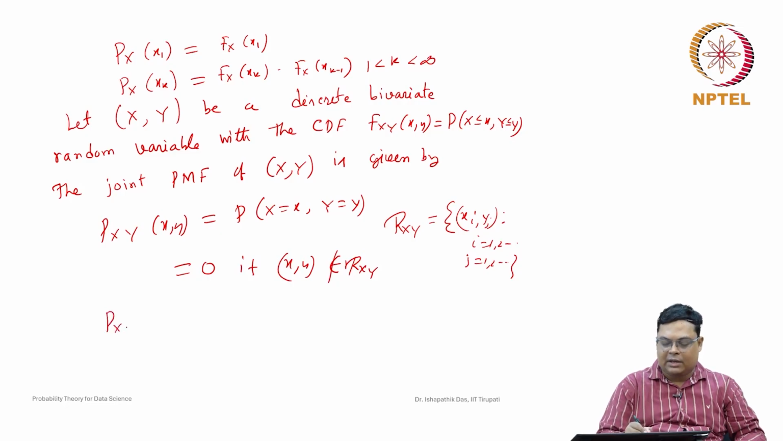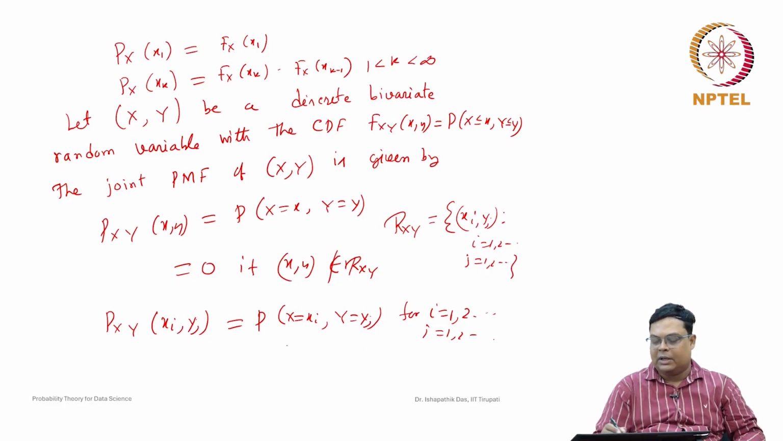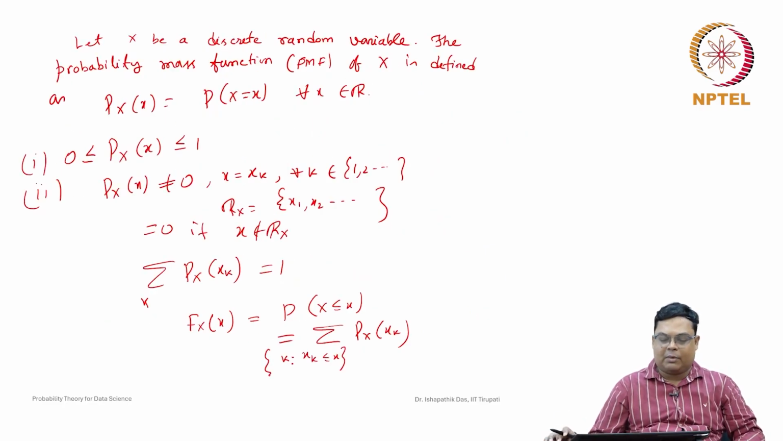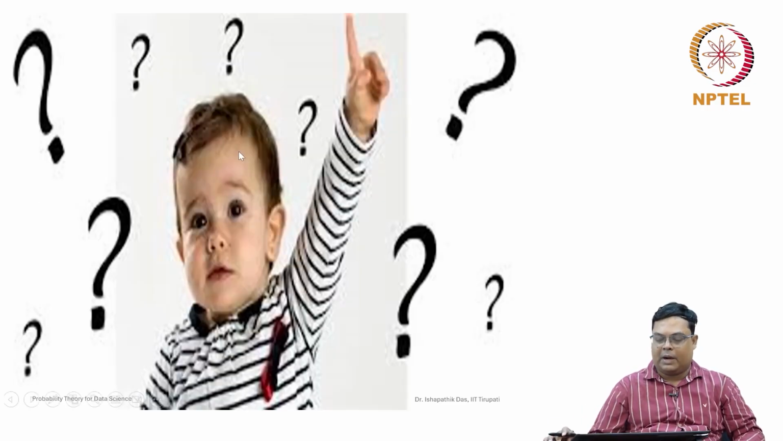So, that is why we can write p x y of x i, y j. This is nothing but the probability that x is equal to x i comma y is equal to y j, for i is equal to 1, 2, and j is equal to 1, 2. For any other values of x i and y j, this will be 0. So, that is the probability mass function, defined here: p x y of x i, y j equals the probability that x equals x i, y equals y j, and this function p x y of x, y is called the joint probability mass function.